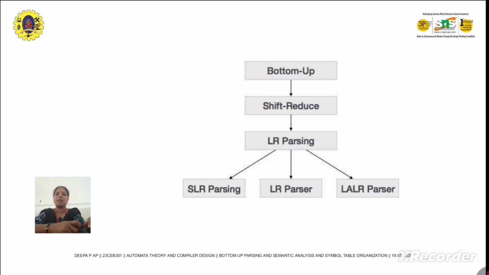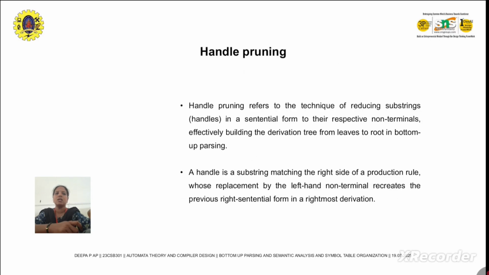This is the diagram used in simple bottom-up parsing. First, we should know about bottom-up parsing, then shift-reduce, then LR parsing. LR parsing is divided into three parts: one is simple left-to-right parsing, another is right-to-left parsing, and lookahead left-to-right parsing. These are all the step-by-step processes used in bottom-up parsing. For example, if a string matches the right-hand side of a production rule, it can be reduced to the left-hand side non-terminal.